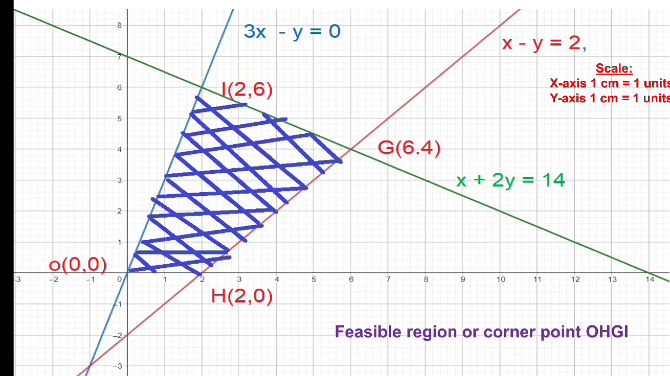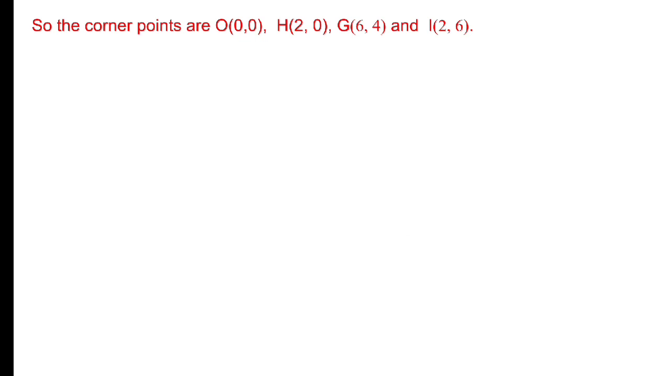Now find the points G and I. How do we find them? Here two lines are intersecting. One is perpendicular to the x-axis and the other is perpendicular to the y-axis. That gives the values of G: 6, 4. Similarly, I is 2, 6. The perpendicular to the x-axis is 2 and the perpendicular to the y-axis is 6, so we got I as 2, 6. These are the corner points we get, and this is called the feasible region.